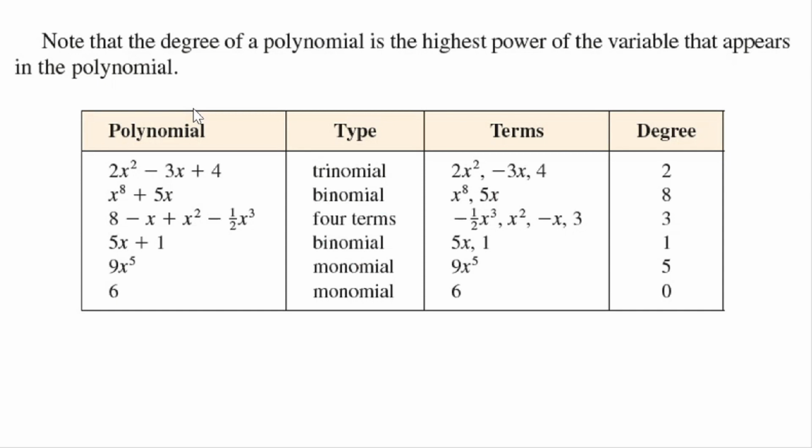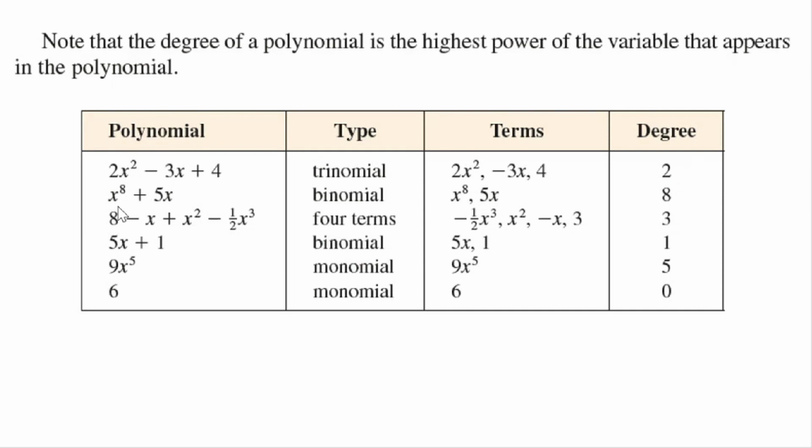So for example here, we have 2x squared minus 3x plus 4. The type of polynomial is trinomial because there are three terms. The first term is 2x squared, followed by the negative 3x, and the last term is positive 4. Therefore, the type of polynomial is trinomial. Those are the terms: 2x squared, negative 3x, plus 4. And the degree of the polynomial is 2 because the highest power that you can see in the exponent is 2. That's why it is a degree of 2 or second degree.